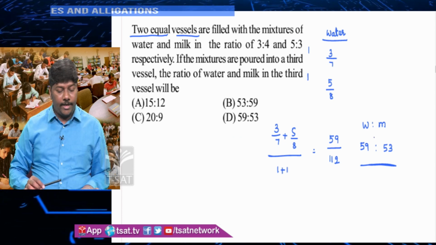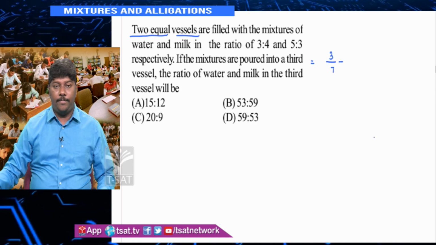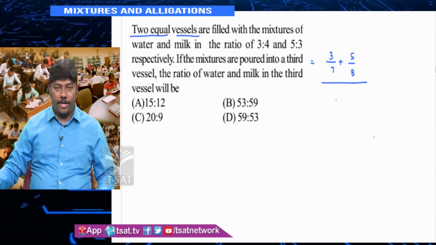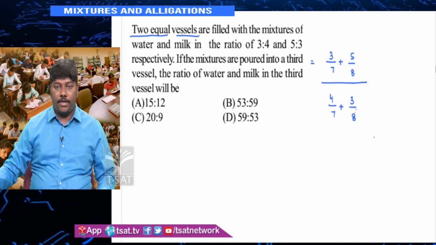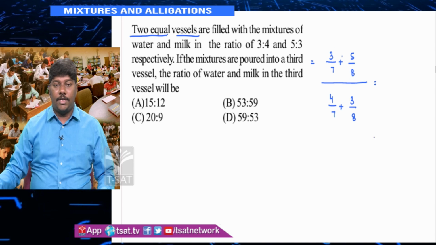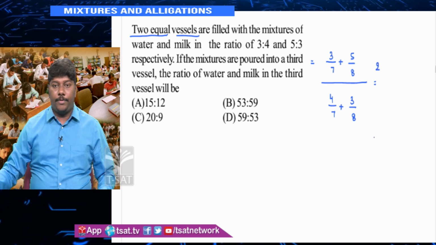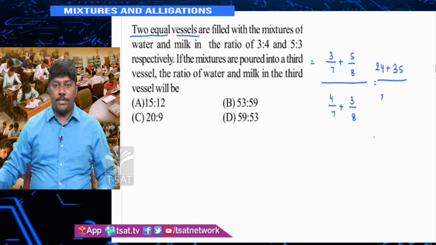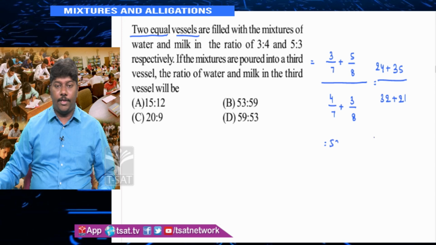If you wish to do it completely in terms of fractions, water in the first one is 3 out of 7, and water in the second one is 5 out of 8. I am taking water in the numerator. Now in the denominator, you take milk: 4 out of 7 plus 3 out of 8. The LCM in numerator and denominator, both, is 56, so I am going to cancel 56. Directly you can cross multiply, 3 into 8, 5 into 7, so it is 24 plus 35. 56 anyway gets cancelled. This is 32 plus 21. So the water and milk ratio is 59 is to 53.